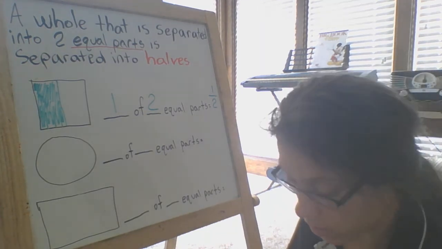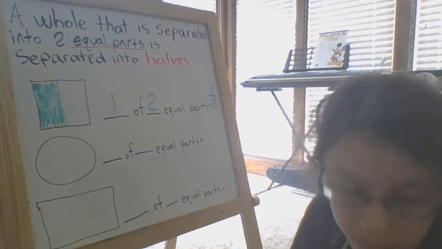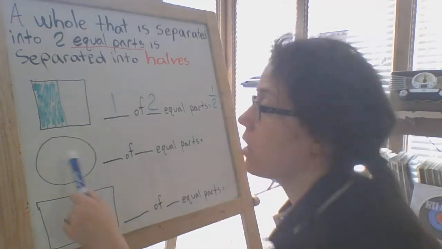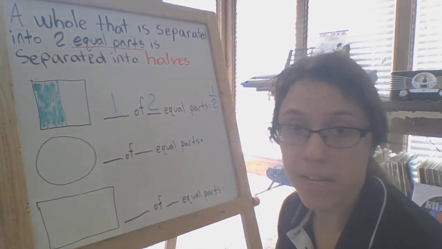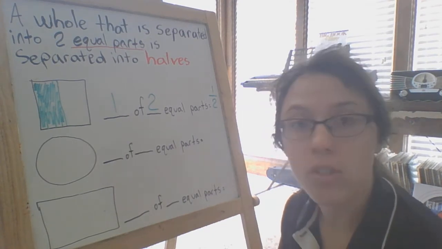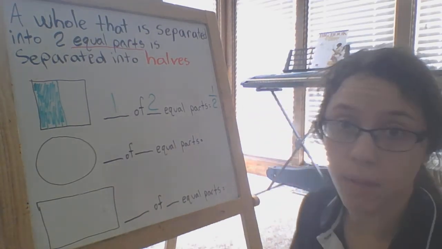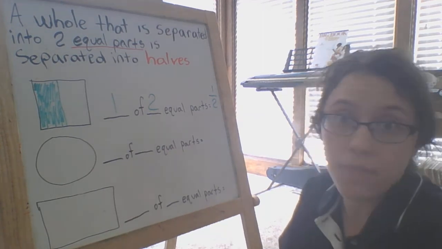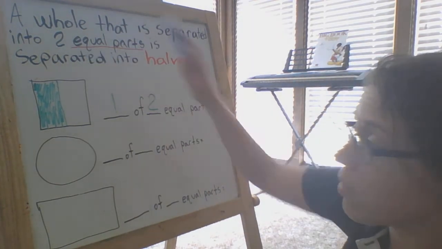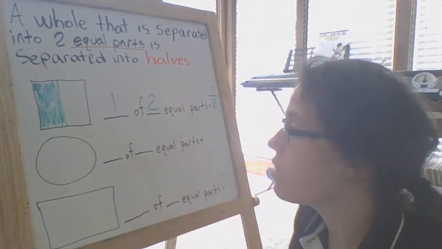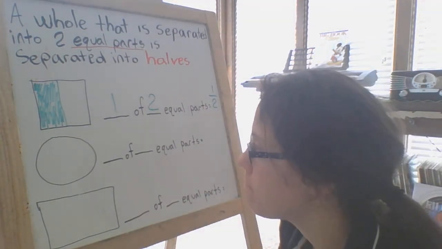Let's try with the circle. I'll show you the exact same way. I'm going to get a different color for you. Here's the circle. That's the whole though, and we need it to be separated into 1/2. So the first thing we have to do is separate it into halves. If you think back to your definition, a half is 2 equal parts. Gotta separate this into 2 equal parts.